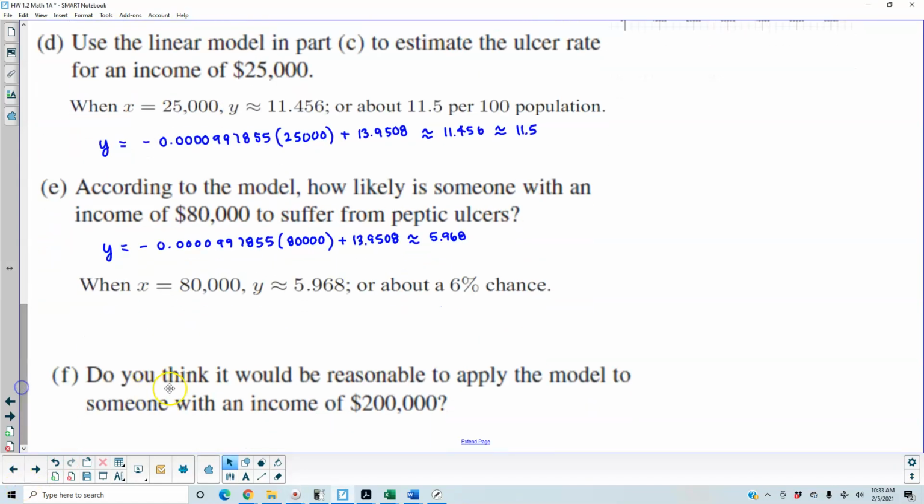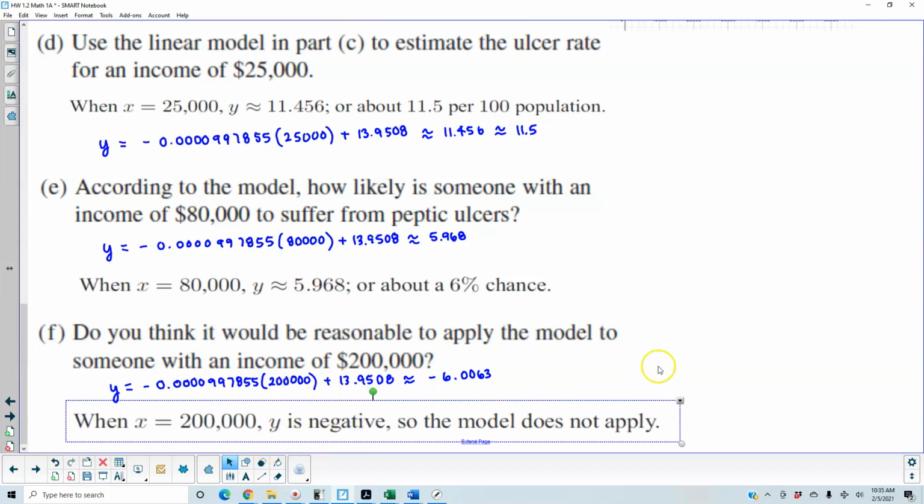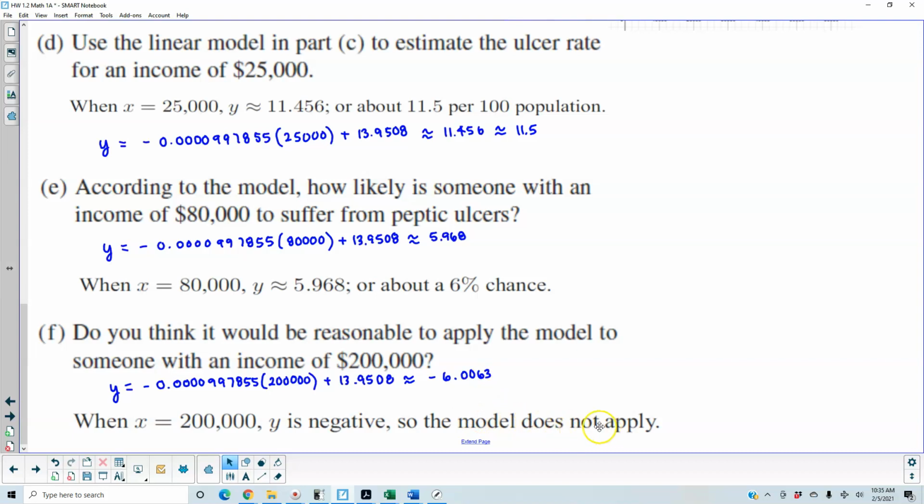And the last question here says, do you think it would be reasonable to apply the model to someone with an income of 200,000? So that means we would take y equals negative 0.0000997855, multiply that by 200,000, plus 13.9508, and then what do we get? Well, we get approximately negative 6.0063. So what does that tell us? That tells us that when x is 200,000, y is negative. So the model would not apply in that scenario.